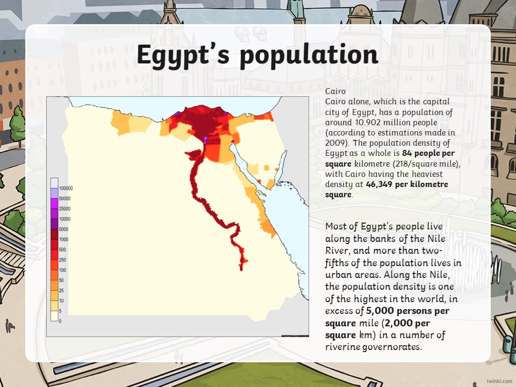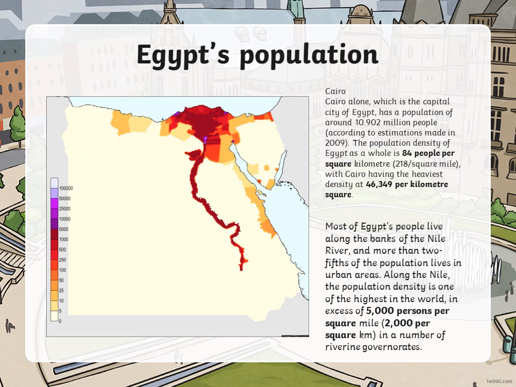So Cairo, which is in the northeast, is alone and it's the capital city of Egypt. It has a population of around 11 million people. And that was set in 2009, nearly 11 years ago. So it's definitely going to have improved and expanded since then. Why do you think Cairo is the most popular city to live in? Have a think about what we knew from this week's work on our travel brochures. Why would people want to go there?